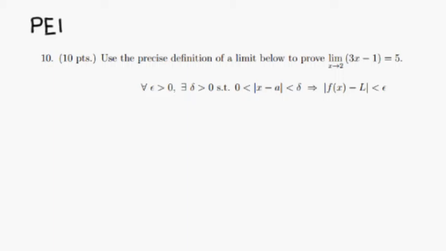Alright, let's look at practice exam 1, problem number 10. Let's use the precise definition of a limit to prove that the limit of 3x minus 1 as x approaches 2 is equal to 5.